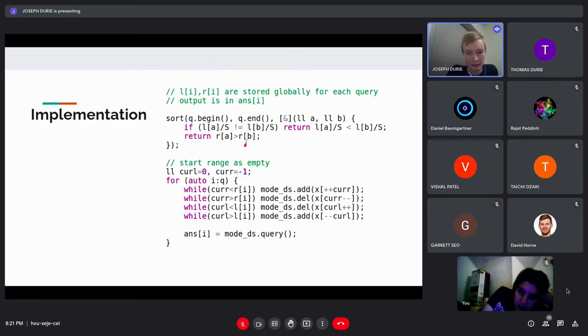So the way we do that is by basically not sorting the L's and R's themselves, but instead the indices of the queries.